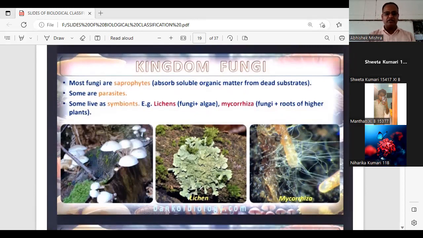Student, there is an organism called lichen. What is lichen? Lichen is a symbiotic association between fungi and algae. The fungi provide shelter, and the algae prepare food for the fungi. So they both are living together for mutual benefit. That is one example of the fungi living as a symbiont.